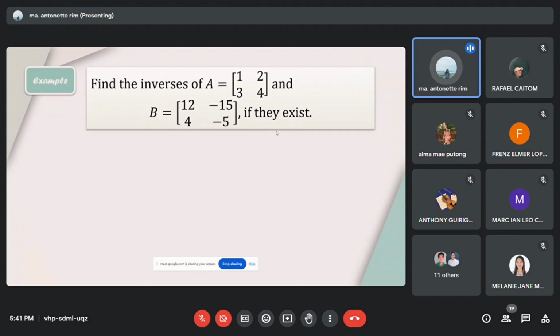Find the inverses of A equals 1, 2, 3, and 4, and B equals 12, negative 5, 4, negative 5, if they exist. So I will give you time to solve. Okay, 1 minute. So find the inverse of A and the inverse of B if they have inverses.